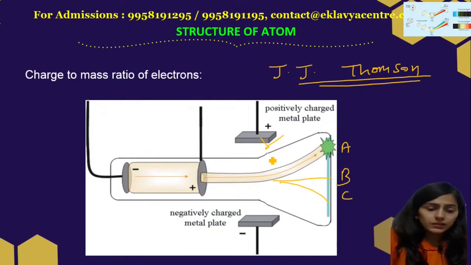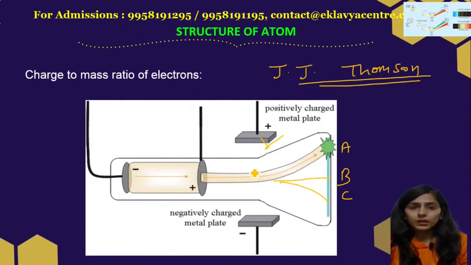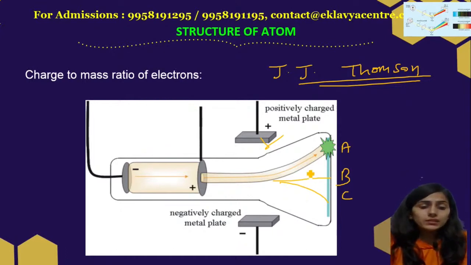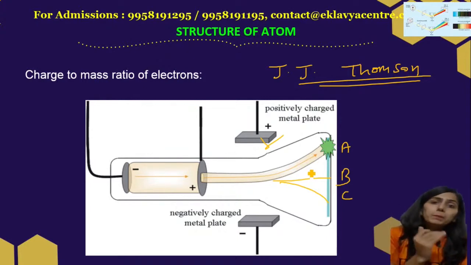Now what did J.J. Thomson say? The magnitude of the negative charge, the electron, depends on the magnitude of the charge on the particle. The greater the charge, the greater the deflection. Second, he said the deflection also depends on the mass. Suppose the hydrogen atom is the lightest, so it will show maximum deflection. And third, it also depends on the strength of the electric field and magnetic field applied.